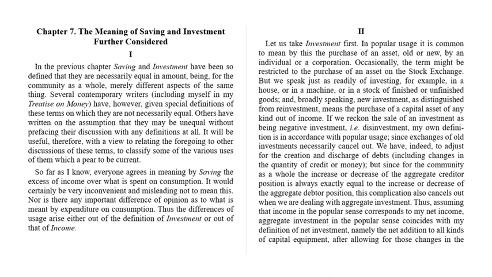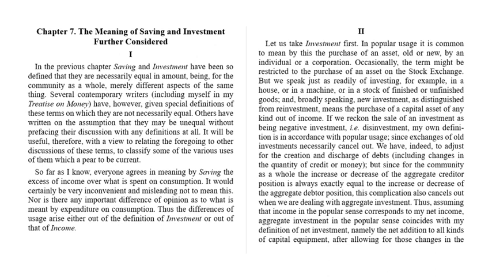It will be useful, therefore, with a view to relating the foregoing to other discussions of these terms, to classify some of the various uses of them which appear to be current. So far as I know, everyone agrees in meaning, by saving, the excess of income over what is spent on consumption. It would certainly be very inconvenient, and misleading not to mean this. Nor is there any important difference of opinion as to what is meant by expenditure on consumption. Thus, the differences of usage arise either out of the definition of investment or out of that of income.